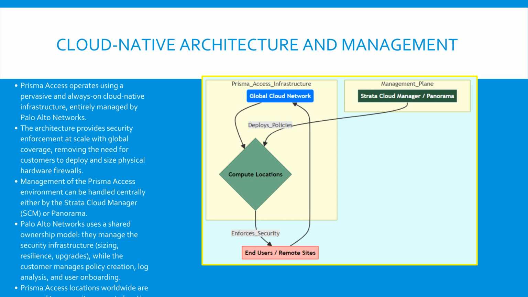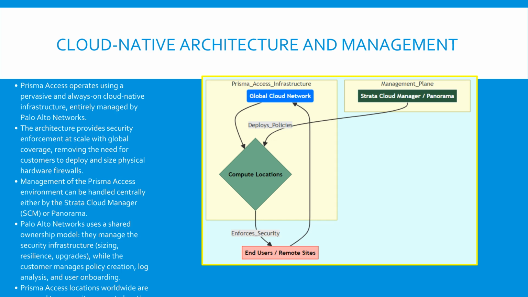Building upon the SASE foundation, Prisma Access utilizes a completely cloud-native architecture, ensuring it is always on and managed by Palo Alto Networks. This massive global infrastructure means that organizations do not have to worry about the complexity of sizing or deploying hardware firewalls at every branch office or data center. Prisma Access locations are spread globally, currently over 100 locations worldwide, ensuring users receive optimized performance and low latency. These worldwide locations are mapped efficiently to specific security compute locations to optimize performance.